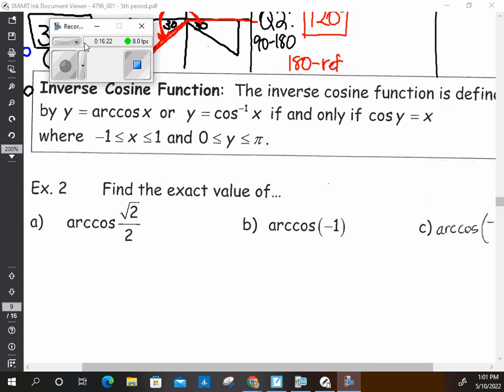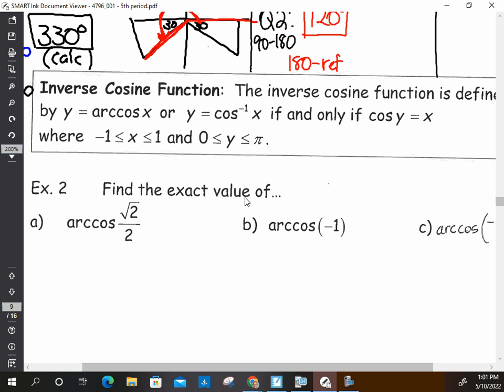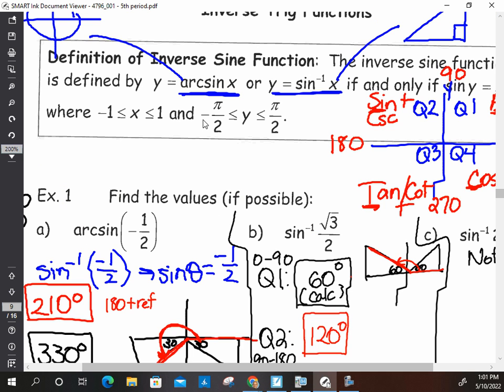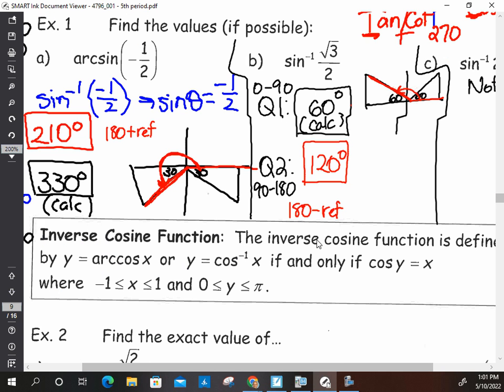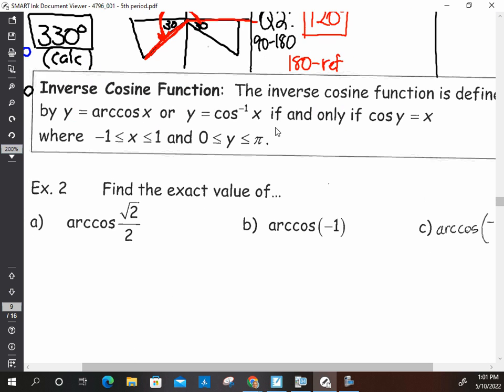So let's move on to cosine. Well, inverse cosine. So inverse cosine follows the same rules as inverse sine. The chart doesn't change regardless of trig function. So that chart doesn't change. Yes, go ahead, Eddie. Mm-hmm. So that means the y value, whatever answer you get, has to live between 0 and pi. So that means chances are the first answer that you get will probably be between 0 and 180 degrees.